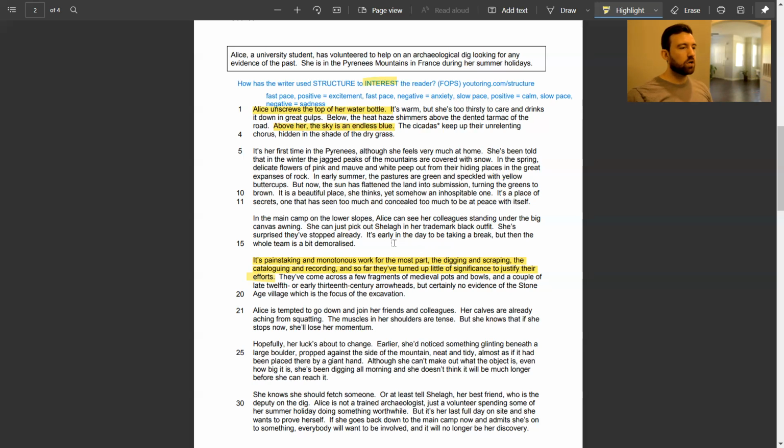But we might go to something a bit more interesting than that. So let's just go to this one: hopefully her luck's about to change. So this is clearly a focal point. It's focusing on her fortune. And this is interesting because as the reader, again, it's kind of a mystery in this case. As the reader, we can be like, well, why is her luck about to change? We get a sense of suspense, a sense of what's coming next.